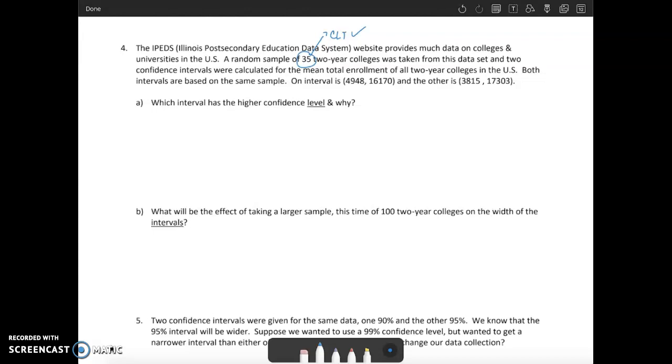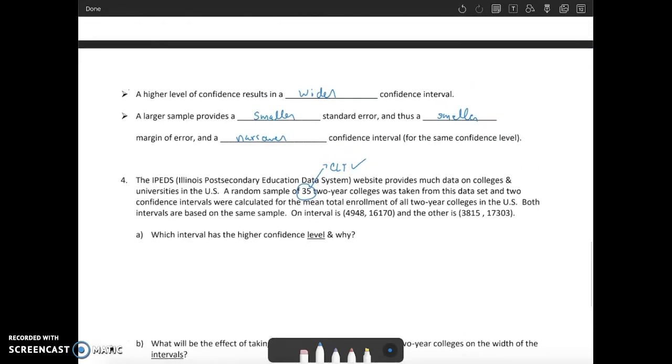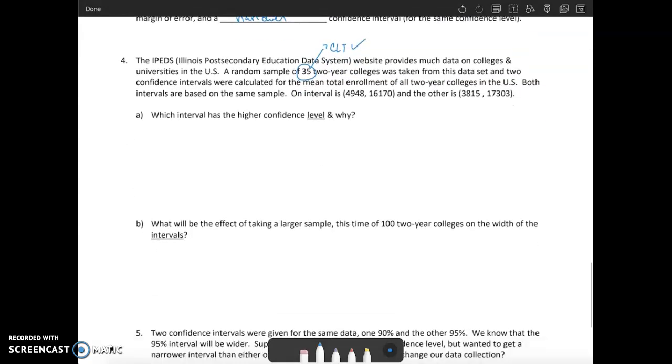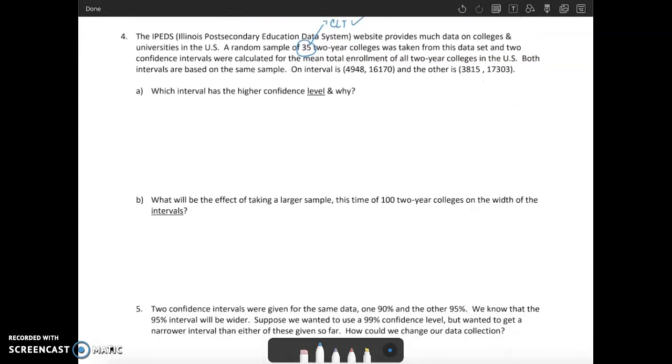So what we just talked about was a higher level of confidence resulting in a wider interval. So we need to figure out which one of these is wider. You may be able to just look at this and tell. I can look at this and say this second one drops down lower than the first one, and it also reaches up higher than the first one. So if it both drops down lower and higher, it is wider. If you have a hard time just seeing that by looking at them, what you can do is subtract to find the width. Just take your upper limit minus your lower limit.